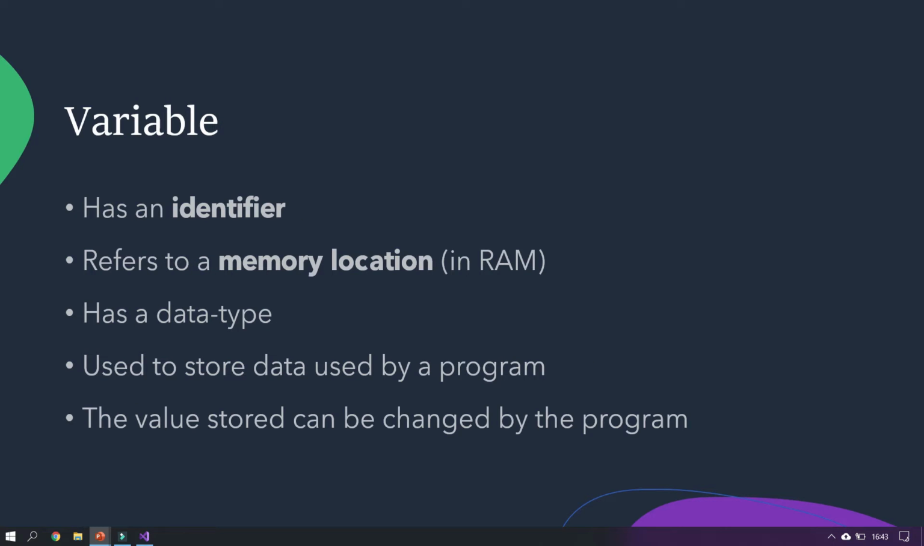Variables hold values that the program wants to use, and the key thing for you is they have an identifier, and this refers to a memory location. We also have a data type, and the data type tells the computer how big the data is. Also, it specifies something about the nature of the kind of stuff that we can store in this variable. But variables, as the name suggests, can change while the program's running.